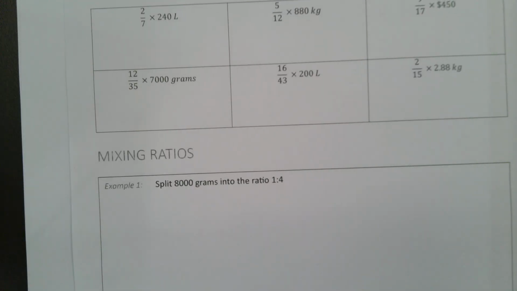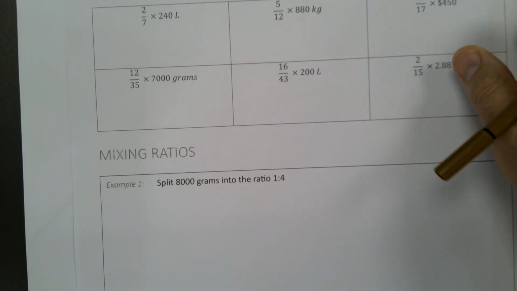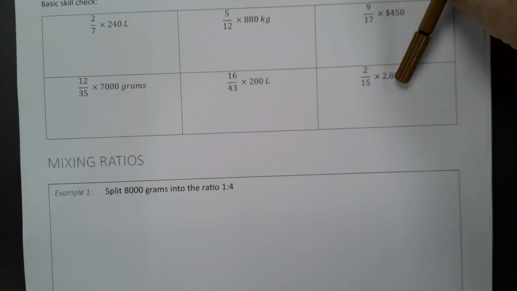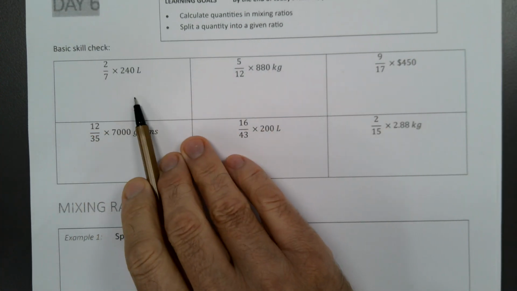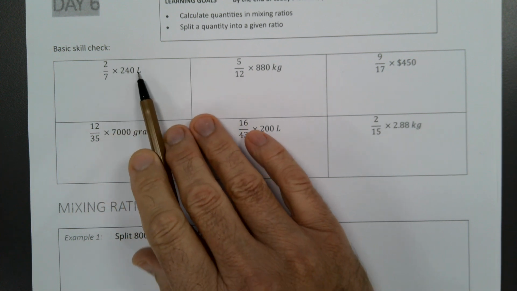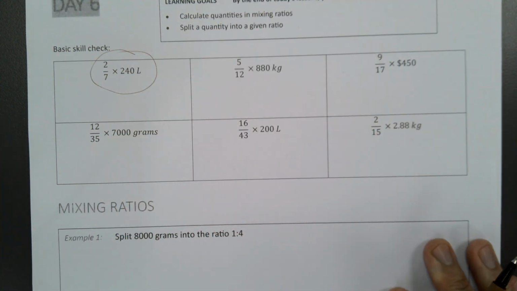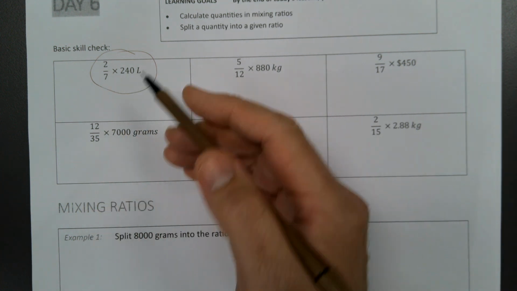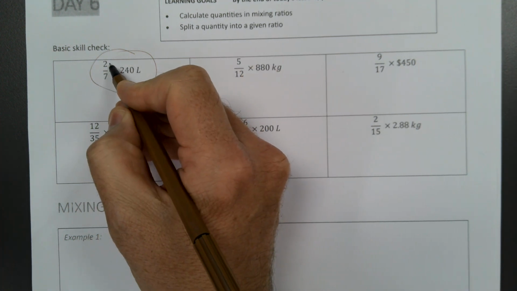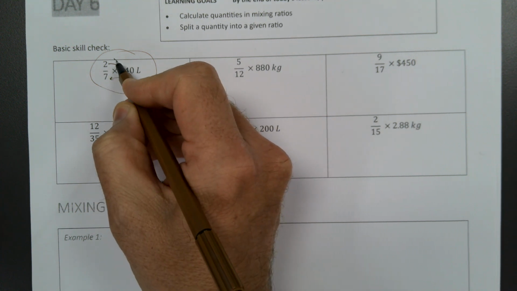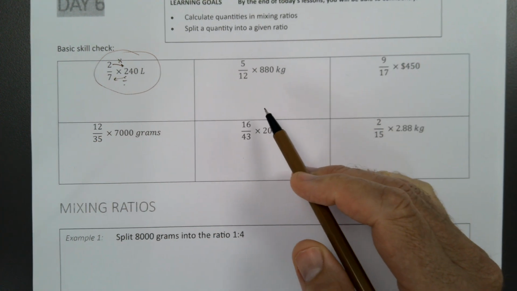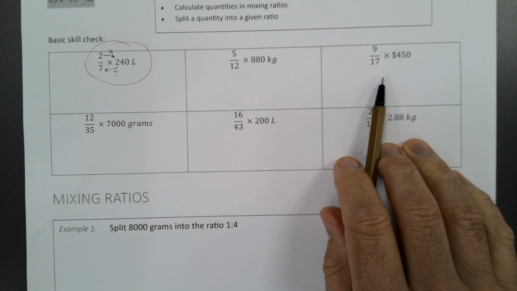Looking at page 13 of your workbook. First of all, it says here basic skill check. You need to be able to drive your calculator to do these things. It doesn't matter what the numbers are, this is what you've got to do. I would say 2 times that and then divide by 7. So you're multiplying the top and dividing the bottom. You have to be able to do that.